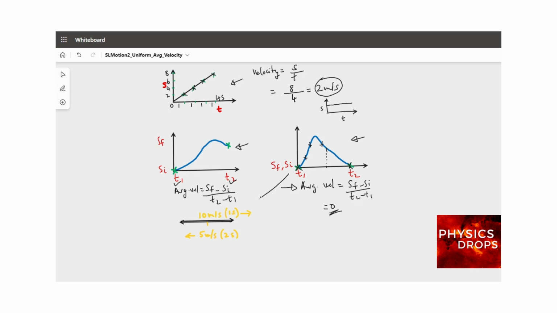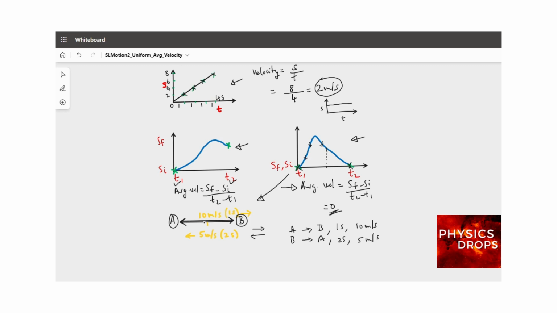Let us try and dig a little deeper into this. If we have an object which moves from, let's say, point A and comes back to point A, there are two arrows here. Initially, let's say it goes in this direction and then comes back along the straight line to point A. Let's name this point B. When it goes from A to B, it takes 1 second and moves at 10 meters per second. When it moves from B to A, it takes 2 seconds and moves at 5 meters per second.